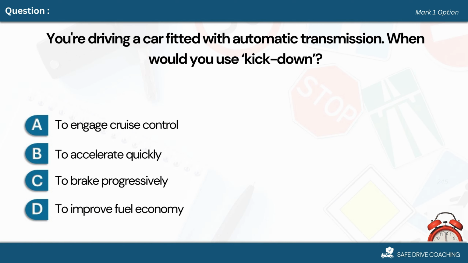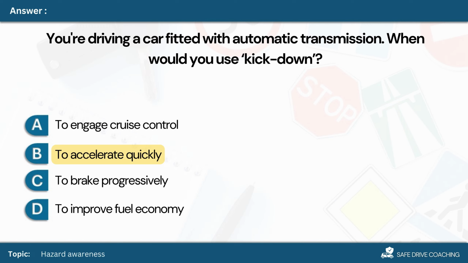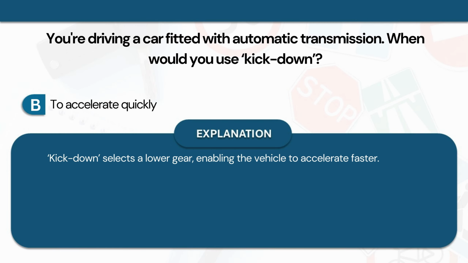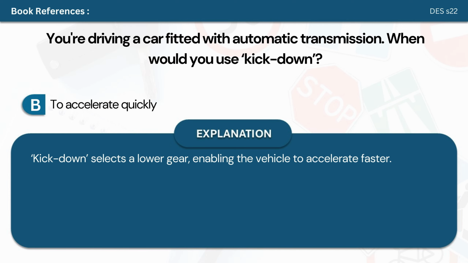The correct answer is B. To accelerate quickly. Kickdown selects a lower gear, enabling the vehicle to accelerate faster.